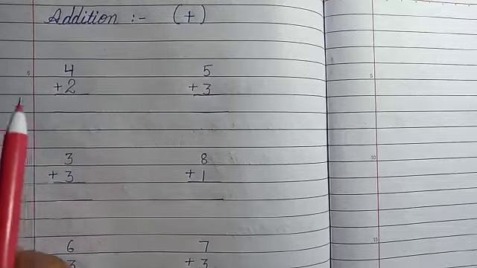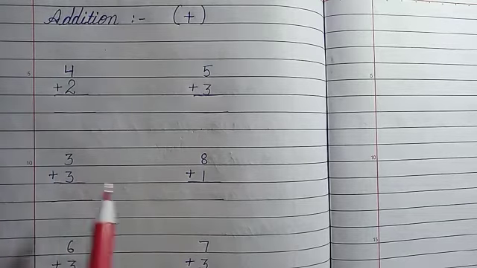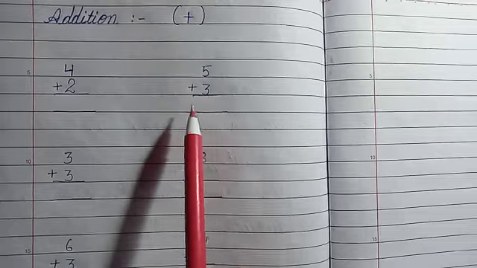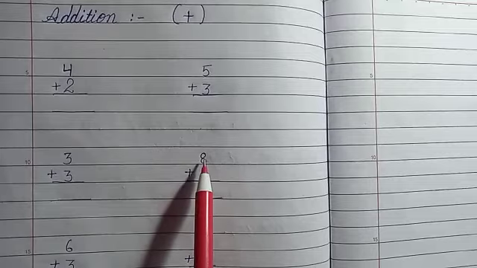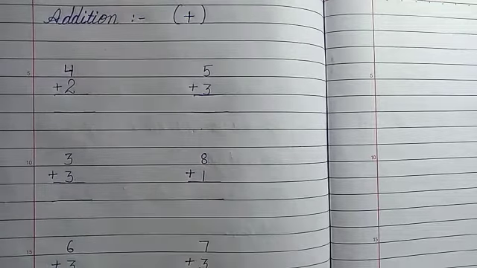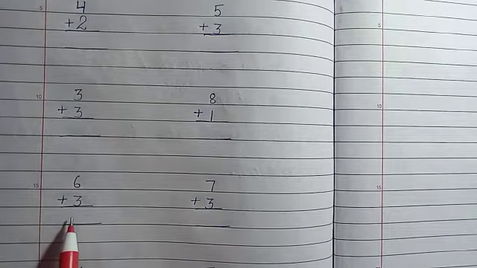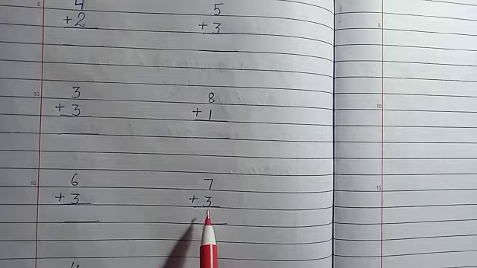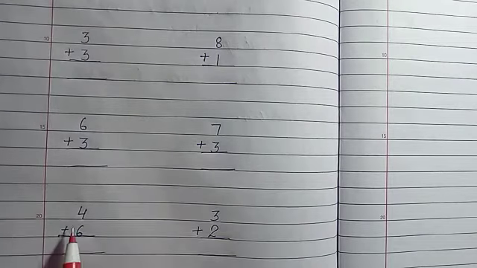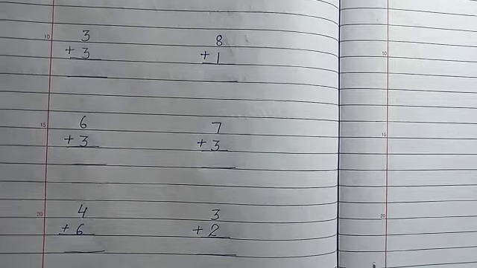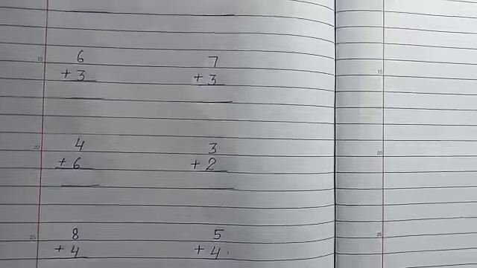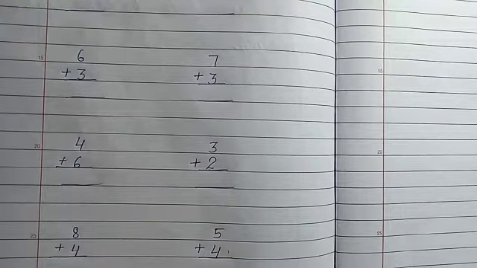Addition. Here is 4 plus 2. Here is 5 plus 3. Here is 3 plus 3. Here is 8 plus 1. Here is 6 plus 3. 7 plus 3. 4 plus 6. 3 plus 2. 8 plus 4 and 5 plus 4.